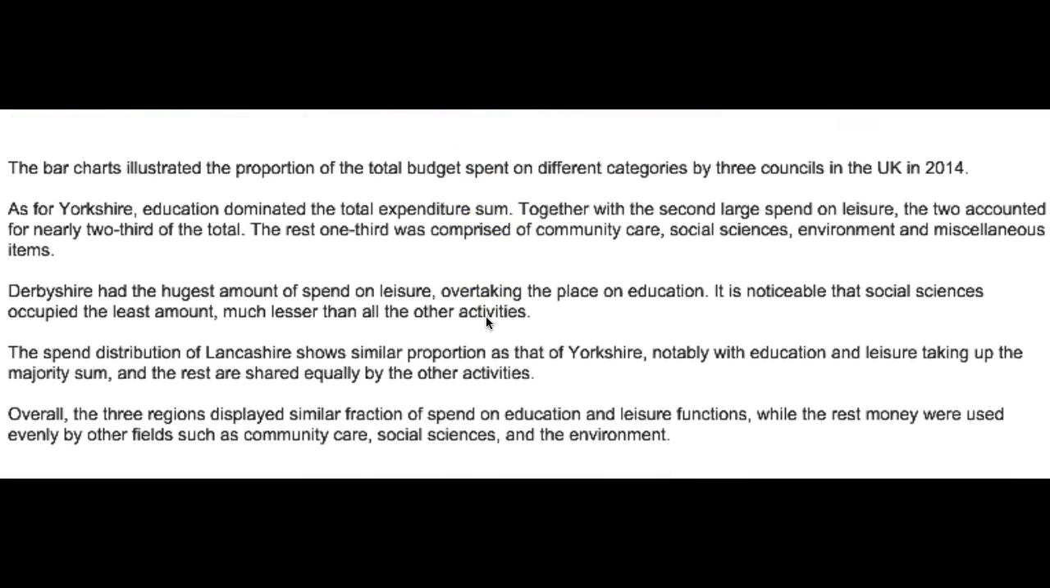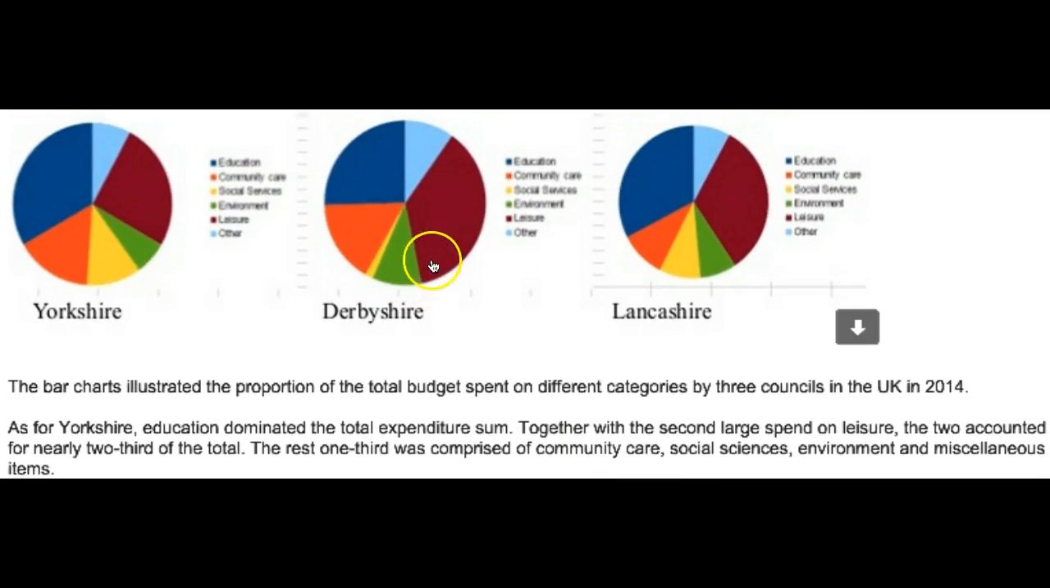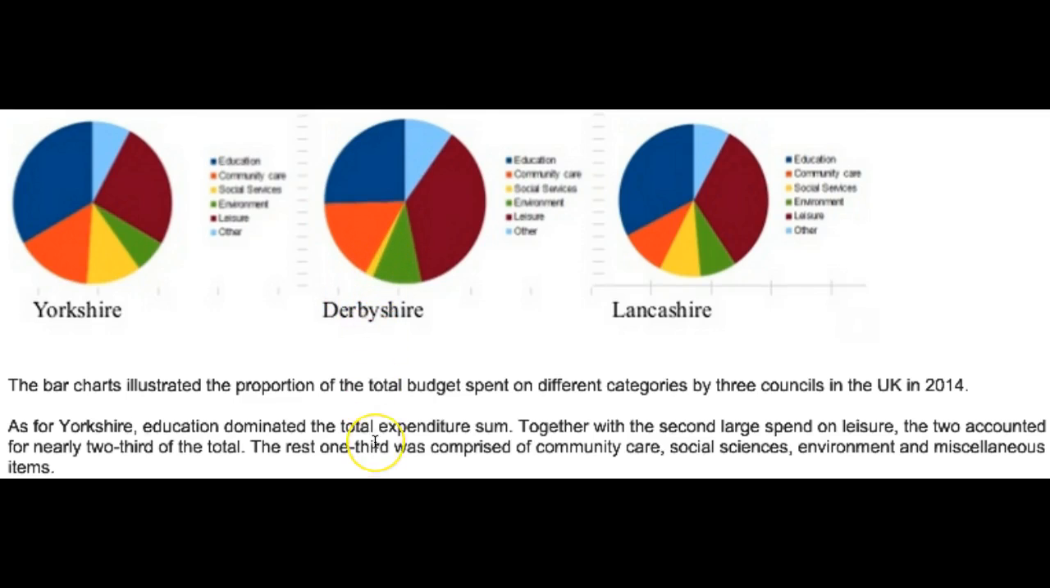Okay, overall, the 3 regions displayed similar fractions of spending on education and leisure functions, while the rest of the money was used evenly, or roughly evenly, in other fields such as community care, social sciences, and the environment. I don't know if that would be evenly. Maybe environment would be evenly. Yes, similar at least, but there's one major exception that should have been mentioned, okay, in maybe a little bit more detail.